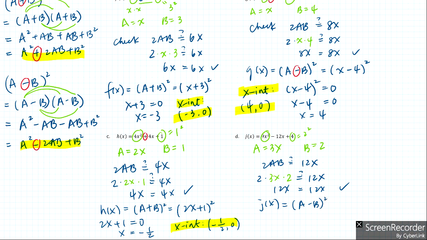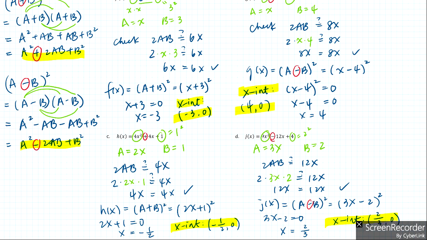and j of x therefore will become a minus b squared. Again, we have a minus here because we had a minus in the middle term, and therefore we would get a being 3x minus b, which is 2, squared. To find the x-intercept, we can go ahead and set this to be equal to 0. Therefore, 3x equals 2 and x equals 2/3. So for the x-intercept, we are going to state it as 2/3, comma 0.